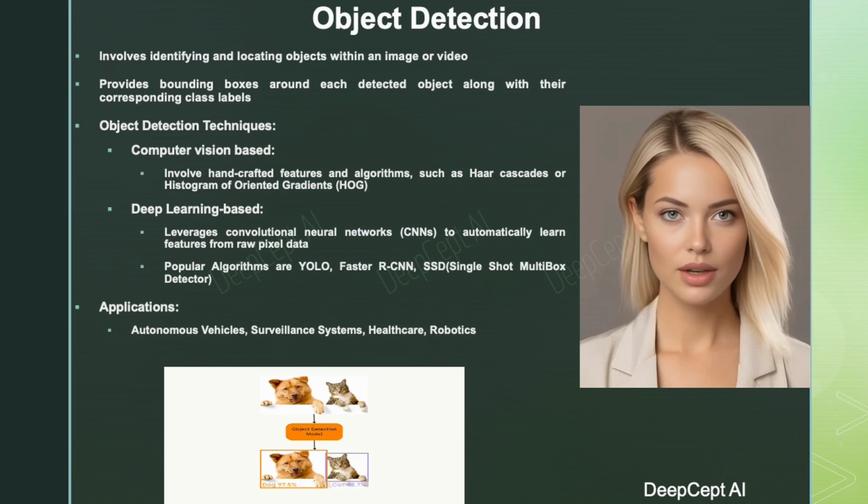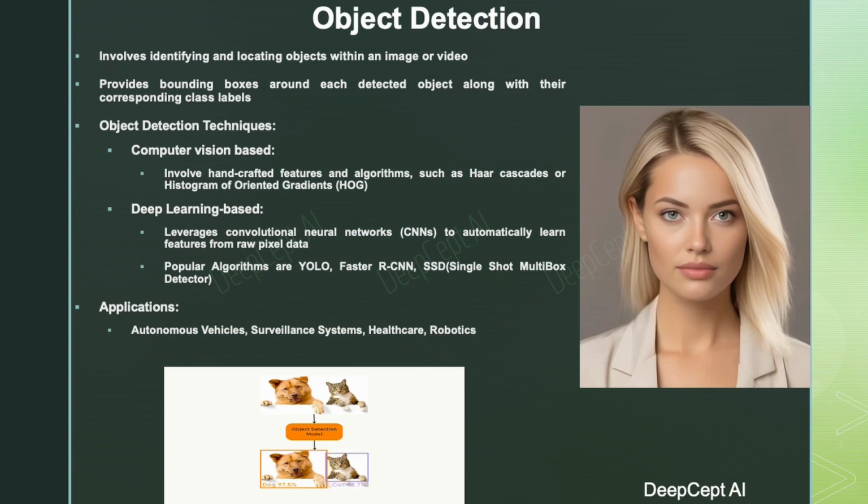There are two main approaches to object detection: traditional computer vision-based techniques and deep learning-based methods. Traditional computer vision techniques rely on handcrafted features and algorithms, such as Haar cascades or histogram of oriented gradients, HOG, combined with classifiers like support vector machines, SVM, or decision trees. In contrast, deep learning-based approaches leverage convolutional neural networks, CNNs, to automatically learn features from raw pixel data, leading to more accurate and robust object detection.